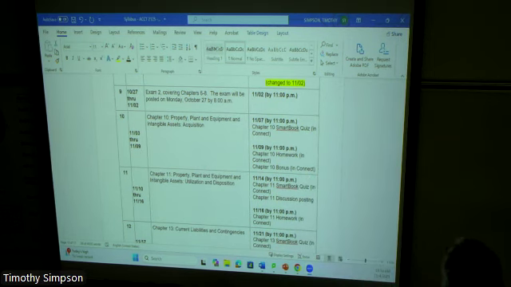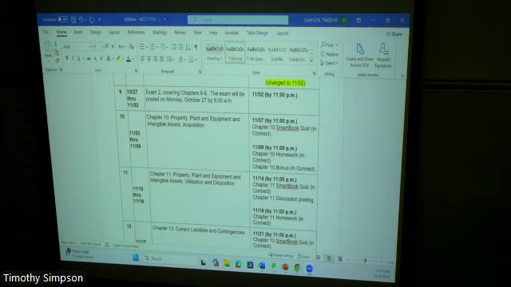So Chapter 10 deals with essentially long-term assets. And so we're still on the asset side of the balance sheet. And remember, as I mentioned in a couple of prior videos, that we're really covering the balance sheet for the remainder of this course and taking a deeper dive into these categories.